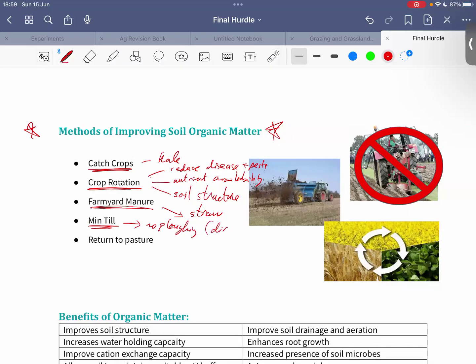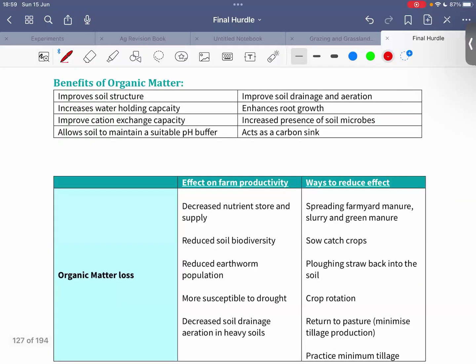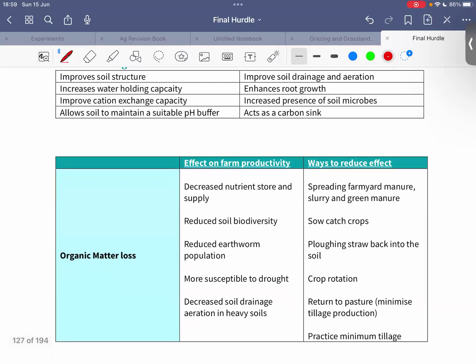Direct drilling. Lovely. No ploughing involved. And return to pasture. Why return to our grassland? Because we have those wonderful fibrous roots. Lovely. Brilliant. Right. Organic matter loss affecting our farm productivity.